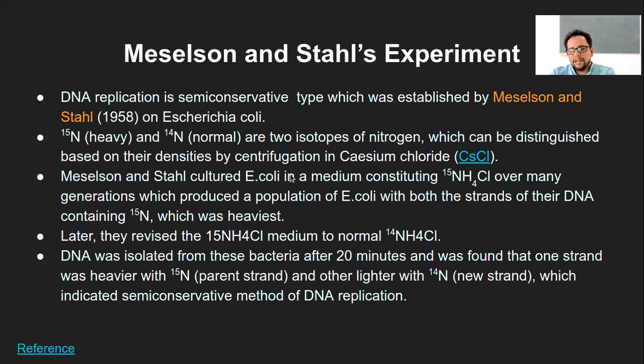Yeah, so they cultured the E. coli in a medium containing heavy nitrogen over many generations, which produced a population of E. coli with both the strands of their DNA containing N15, which was the heaviest molecule. Now, what they did after this is, they separated the E. coli bacteria from that culture, and they put this bacteria into normal N14 ammonium chloride containing culture medium.